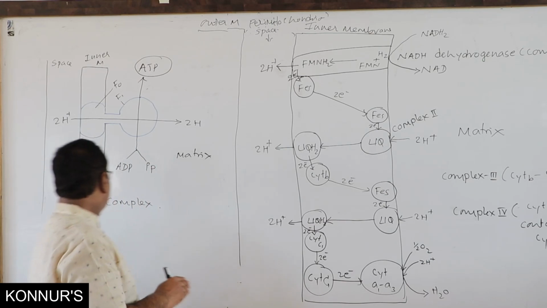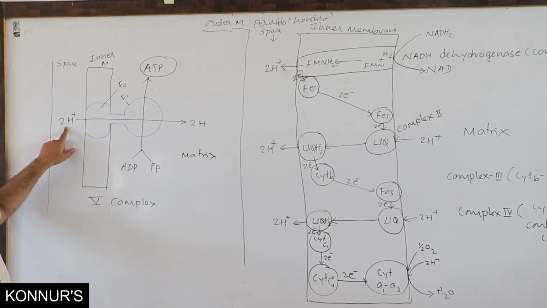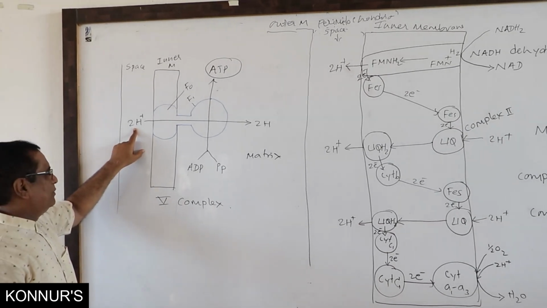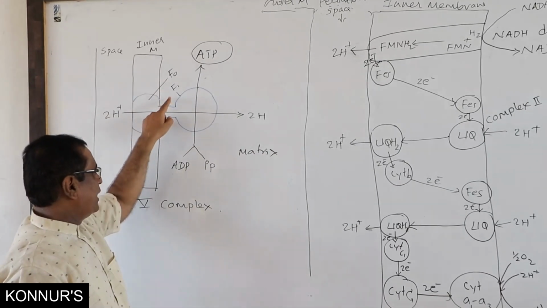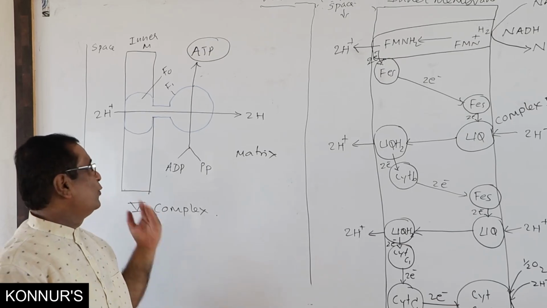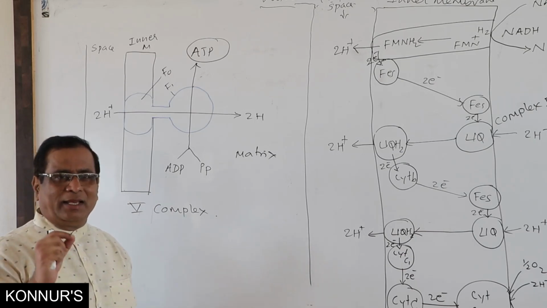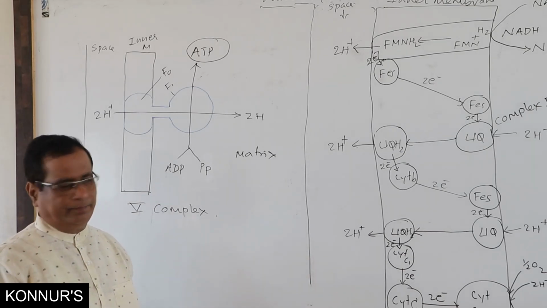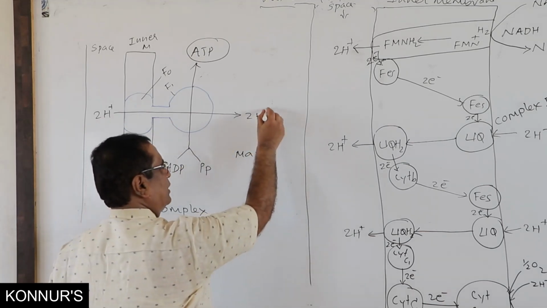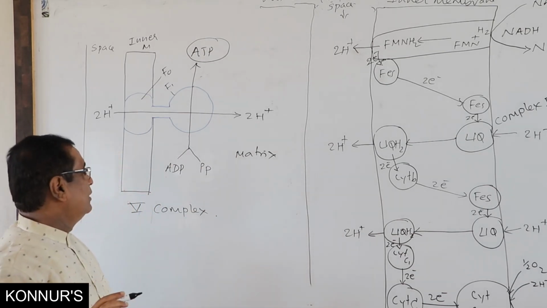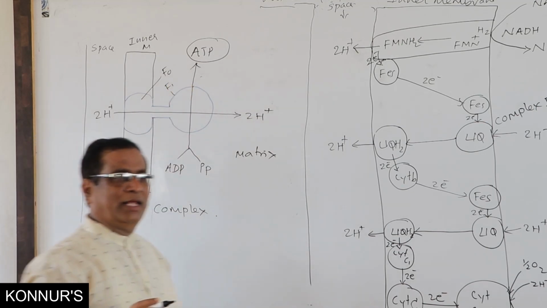Already in these 4 complexes, in 3 regions, protons are pumped from the matrix to the perimitochondrial space. In the fifth complex, 2 protons at a time can be pumped back to the matrix through the F0 F1 complex. Already you know about the F0 F1 complex; they are the 2 parts of ATP synthase. When these 2 protons are pumped back, the maximum energy is released, which is received by ADP and inorganic phosphate, leading to the formation of ATP.